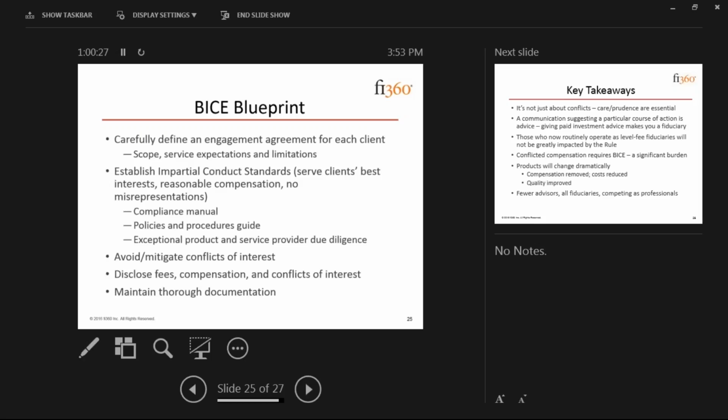The procedures are going to be set up in a way that ensures that objective advice in their best interest is being provided. You're going to want to mitigate these conflicts of interest under BICE, because you've got them, and that's why you're under BICE. Again, disclosing the fees, compensation, conflicts of interest, and again, I can't emphasize enough the need for thorough documentation.